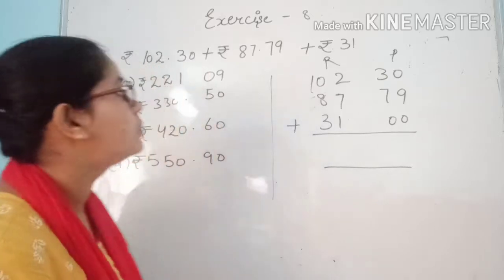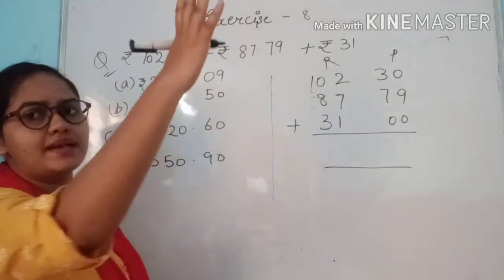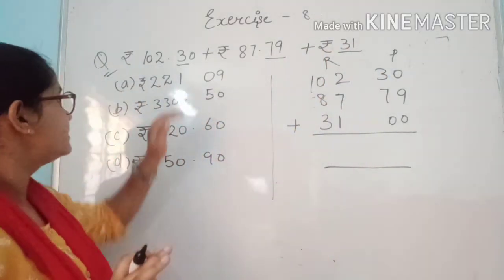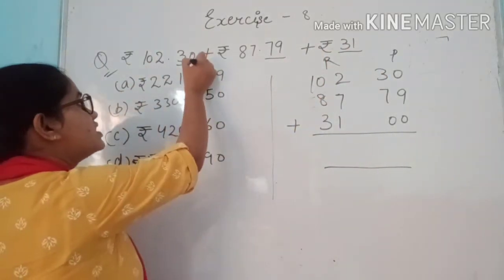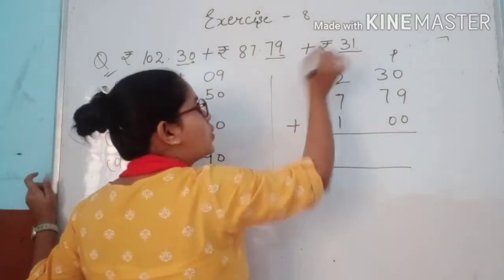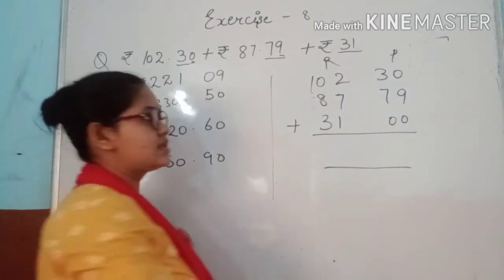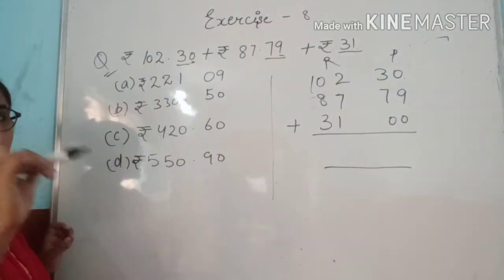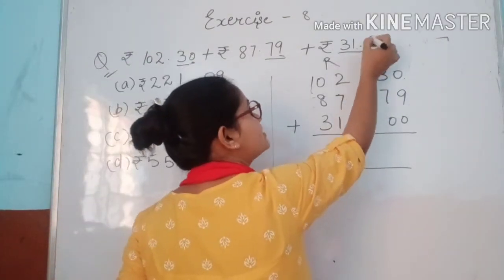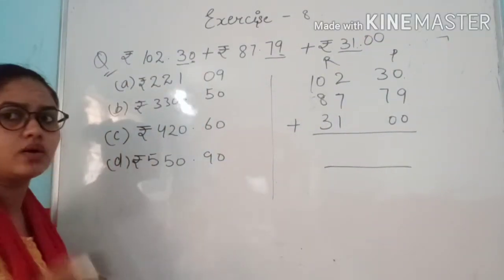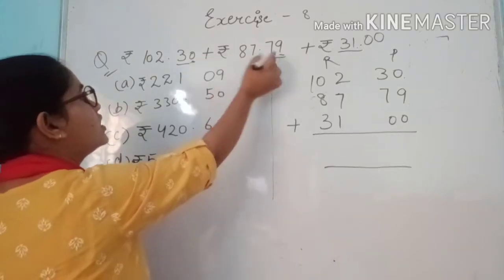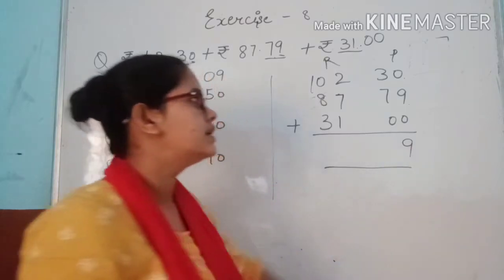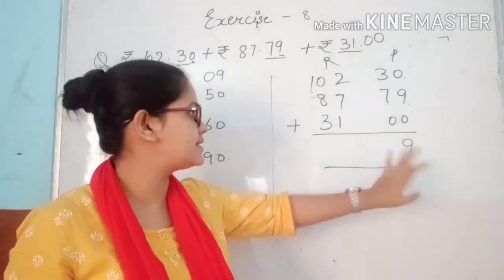You can do this addition by this method if you want, or you can do one thing more. How? See, you just have to take the paisa section. These are paisa. See students, very carefully. This is the paisa section. Now this is 0, this is 9 and this is 0. There is no paisa, so we will take 0 paisa. Now we have to add 0, 9 and 0. So what will be the answer of the addition of this equation? It is 9.